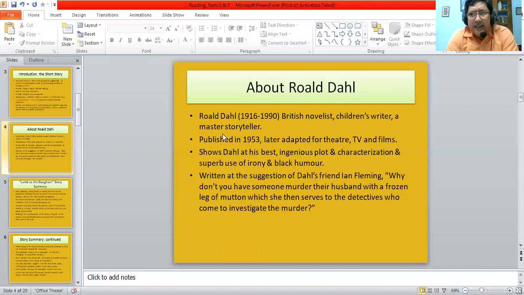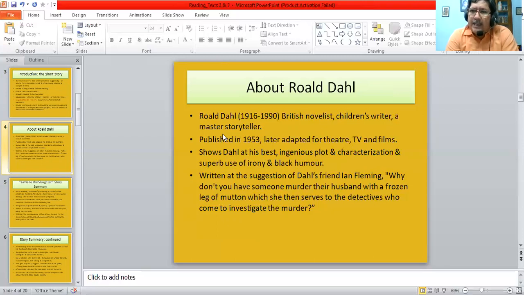In fact, the famous director Alfred Hitchcock adapted the story on the screen. The story really shows Dahl at his best. The ingenious plot and characterization and the superb use of irony and black humor make the story an outstanding one.